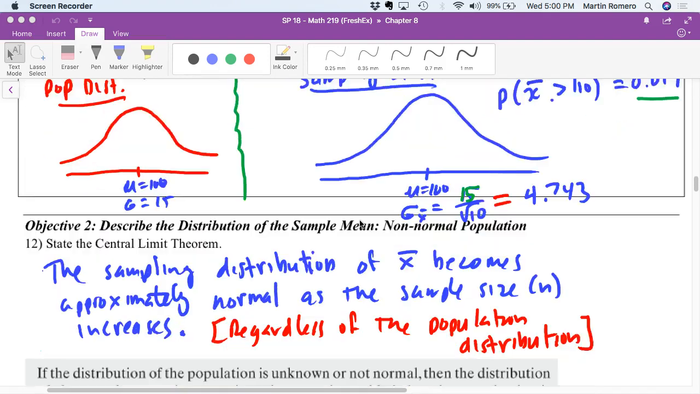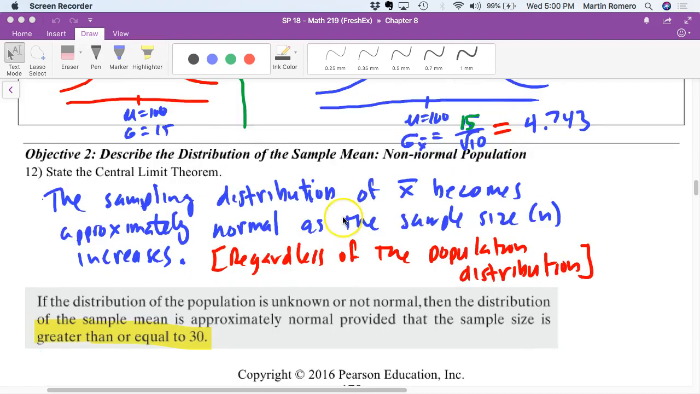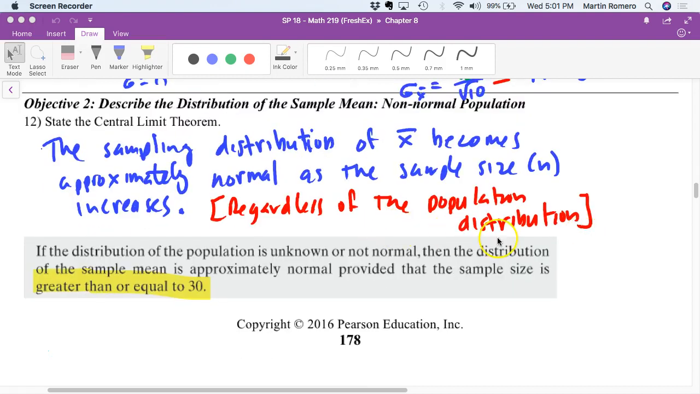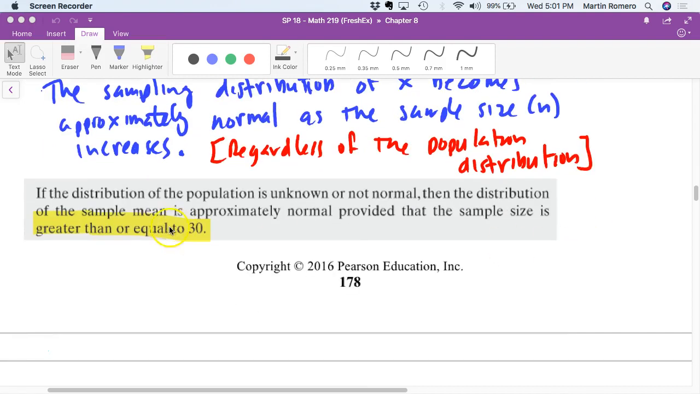Or the standard deviation decreases, but in this case what we're looking at here is that the sampling distribution of a mean becomes approximately normal as the sample size n increases. The bigger your samples, the more normal the distribution becomes. And this is regardless of the population distribution.